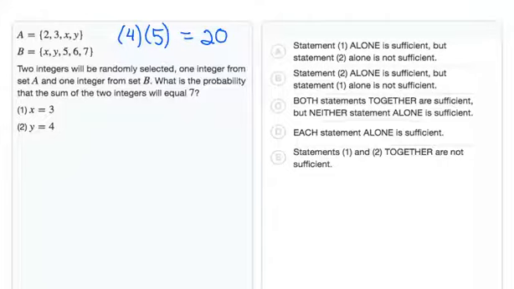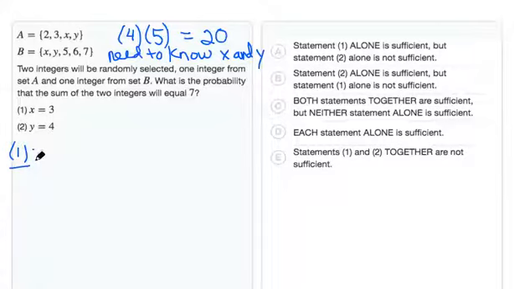To do that, we need to know the values of both x and y. Otherwise, we don't know the values of their sums. So we're going to need to know x and y in order to answer the actual question. So let's dive into our statements.